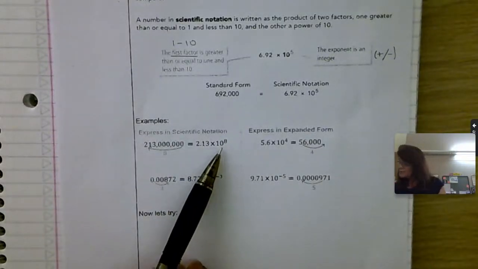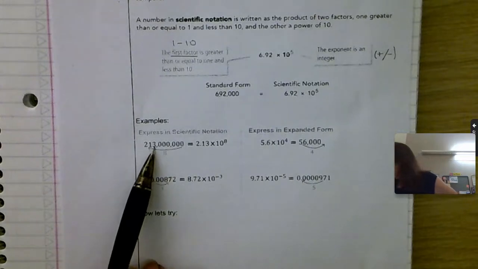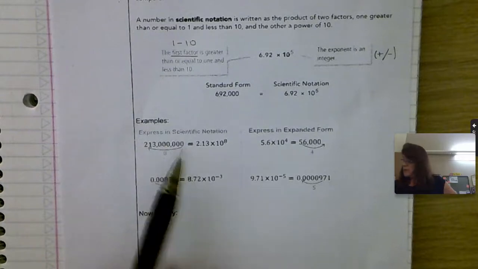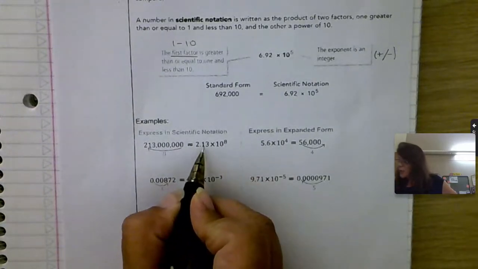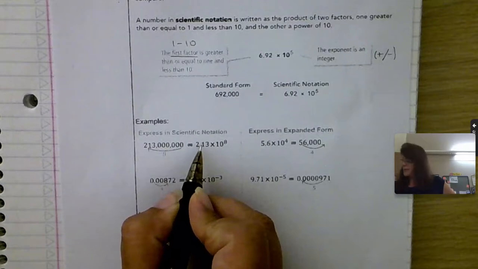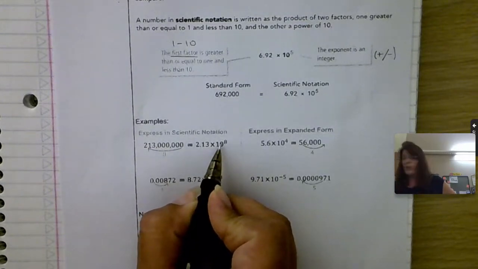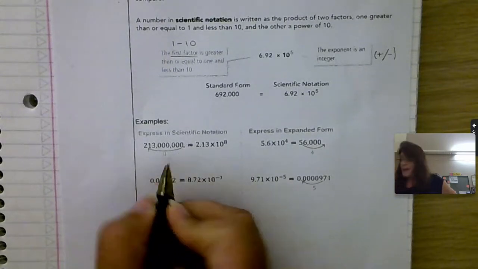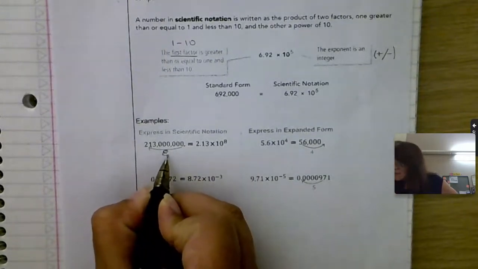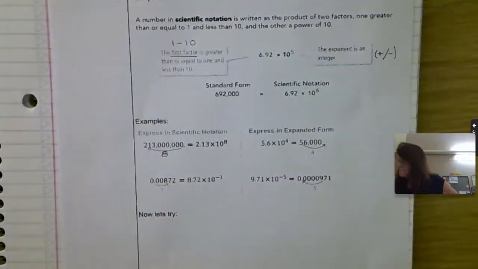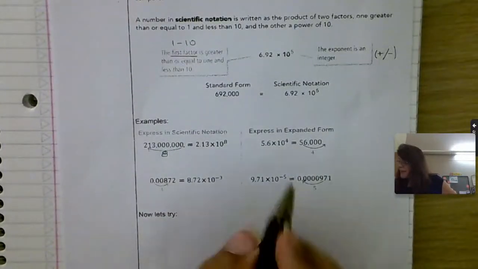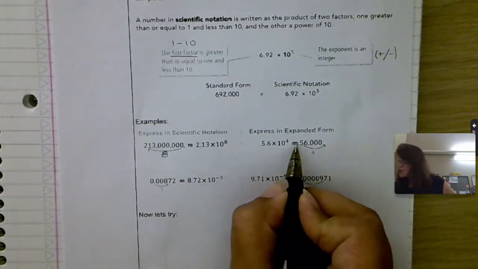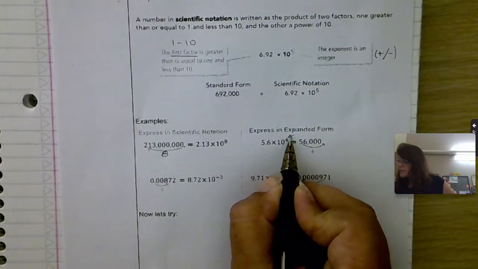For this one, 213 million. Instead, they wrote 2.13, a number between 1 and 10, times 10 to the eighth power. That means they moved from the end of the number 8 decimal places. If I'm given the number, then I know that I move out that number of decimal places.